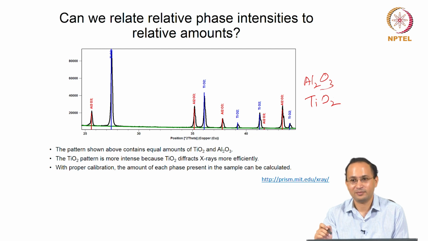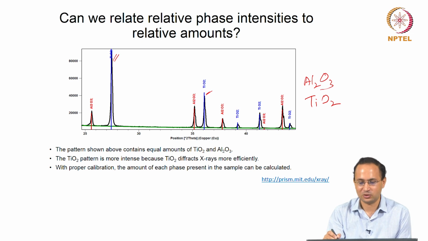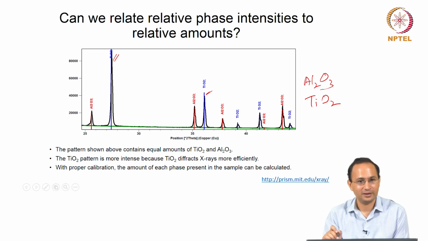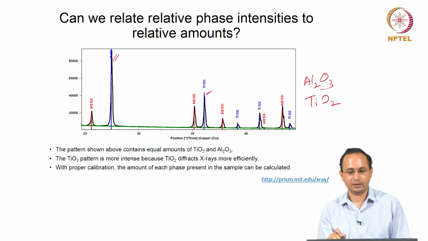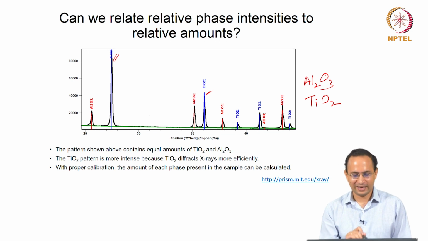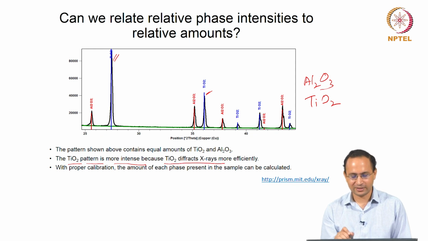What do you think, just by looking at the peaks? This is the TiO2 strongest peak, second strongest, third strongest. Al2O3 is here. Just by looking, it is not possible; you cannot relate your phase intensities to phase amounts. In this case, actually this is 50% TiO2, 50% Al2O3. Just by looking at the plot, can you tell? No, because it will depend on the phase. The TiO2 pattern is more intense because it diffracts X-rays more efficiently compared to Al2O3. So, it depends on the type of phase you are looking at.